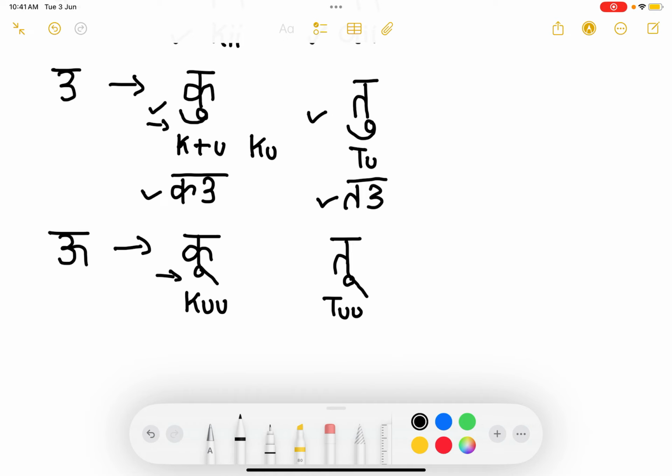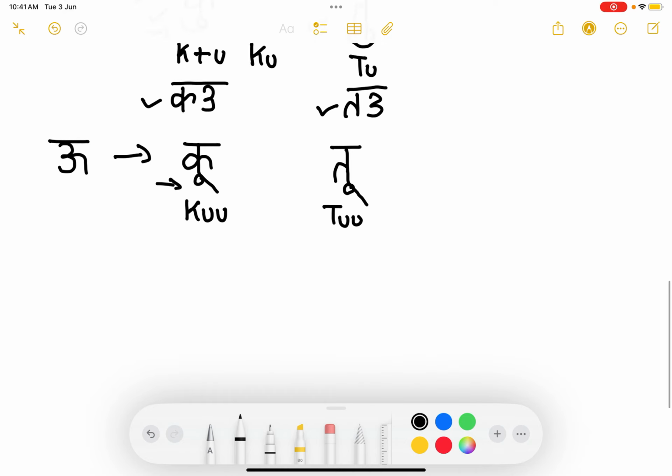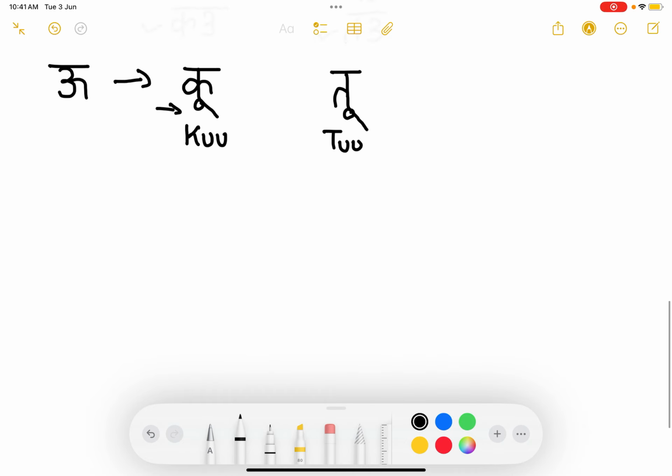This is how the u matra is placed. Next vowel, e. Let's see how the matra is drawn.